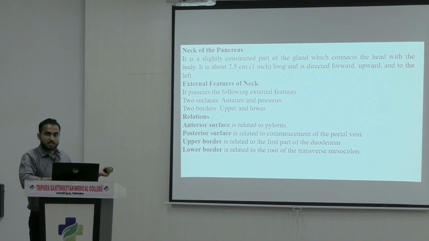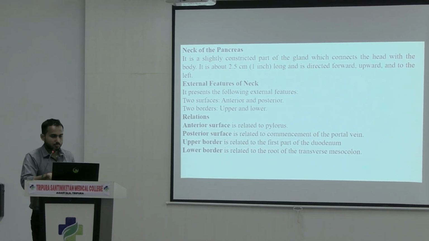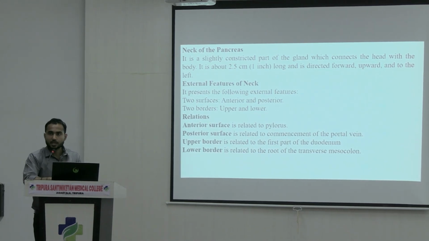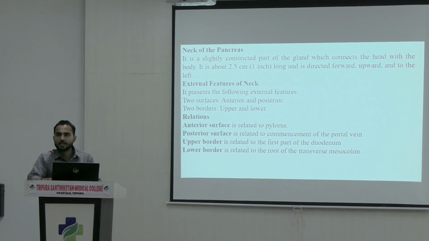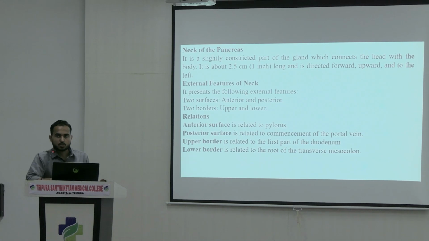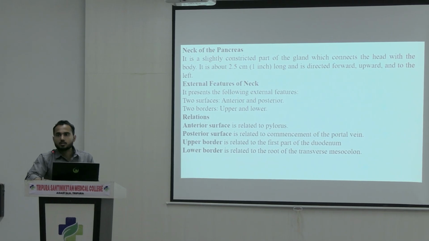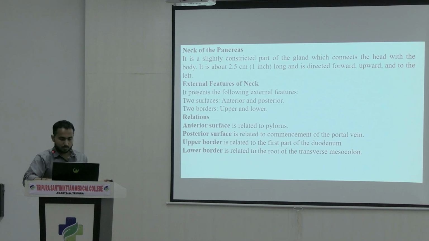Now these also have important relations. If you see the anterior surface, it is related to the pylorus of the stomach. Next, the posterior surface is related to the commencement of the portal vein. While discussing the formation of the portal vein, I showed you that the portal vein is formed by the union of the superior mesenteric vein and the splenic vein behind the neck of the pancreas. So directly you can write the formation of the portal vein as a relation for the posterior surface of the neck of the pancreas. Next, the upper border is related to the first part of the duodenum, and the lower border is related to the transverse mesocolon.